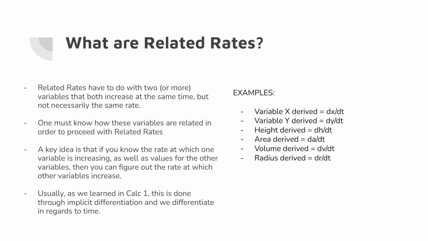Usually, as we learned in Calculus 1, this is done through implicit differentiation, and we differentiate with regard to time. So some examples include that the derivative of x is dx over dt, y is dy over dt, height is dh over dt, area dA over dt, volume dV over dt, and radius dr over dt.